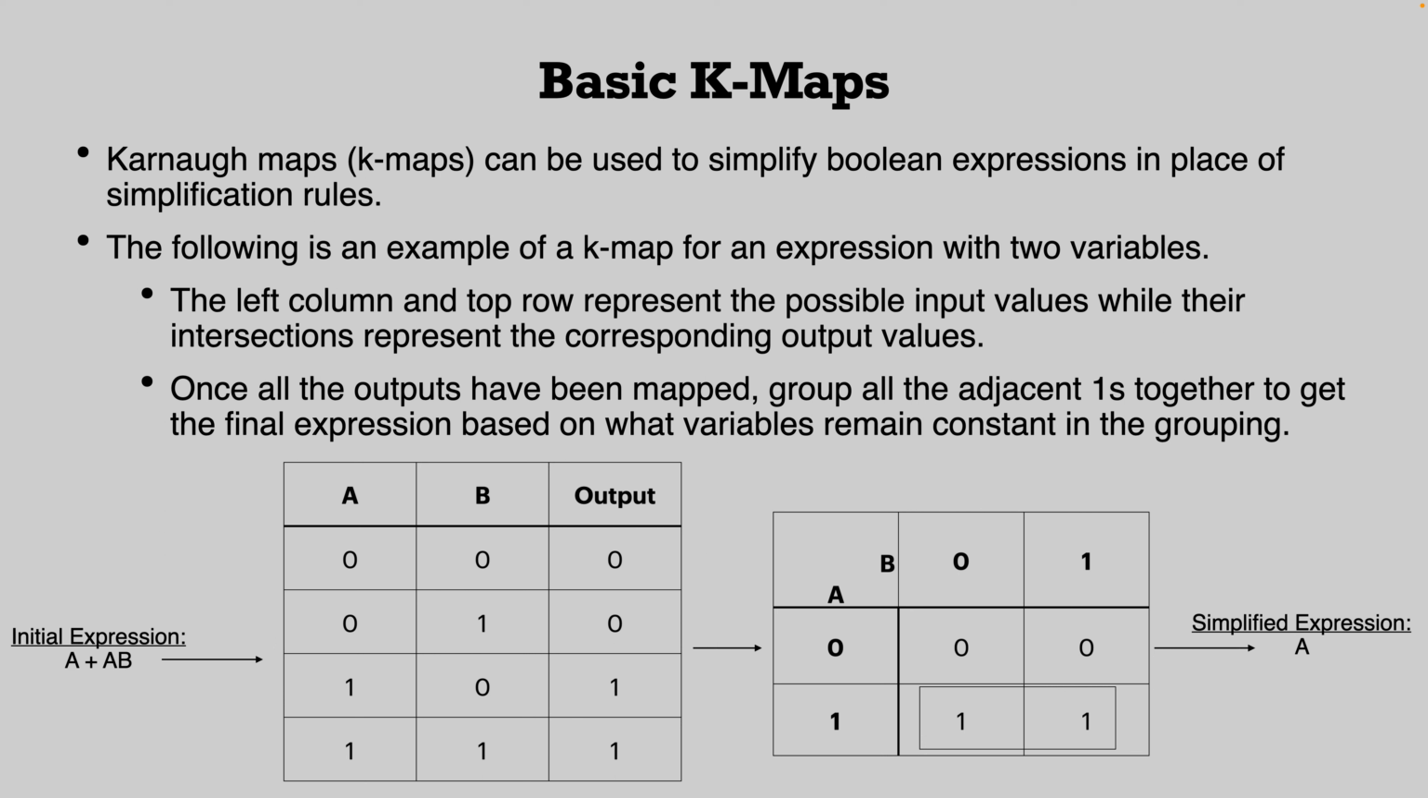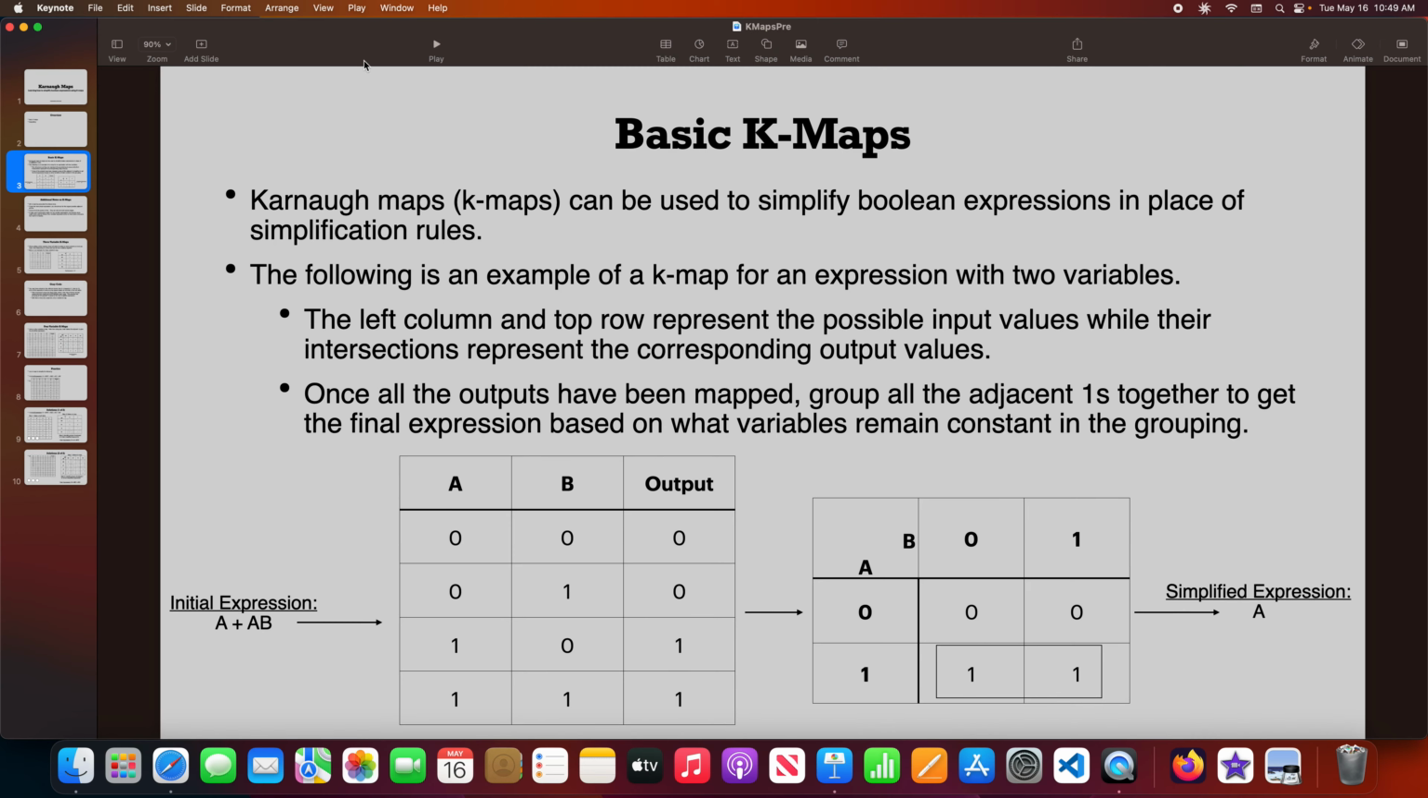Once you have all your outputs mapped out, what you're going to do is group all the adjacent ones together to get a final expression based on what variables remain constant in the grouping. If we zoom in to get a better look at this, we have the outputs mapped out here, and there's two ones at the bottom, so we group them together, and we pay attention to which of these stays constant. The B doesn't, because it's going 0 and 1, but the A does, it's only 1. So in this case, the simplified expression would be just A.